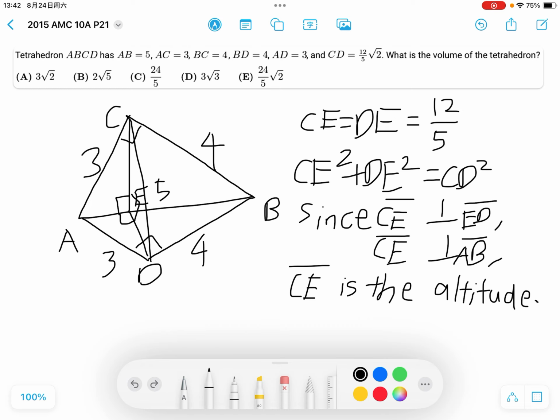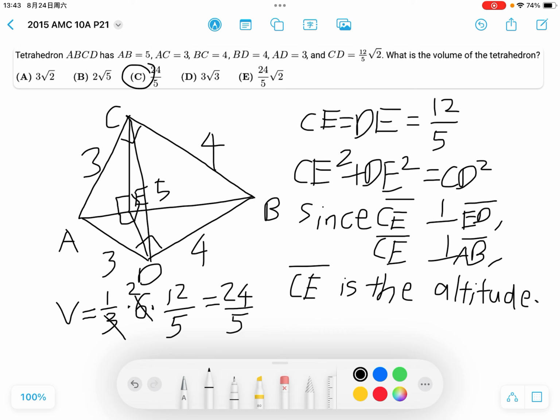Now that's actually great because we know CE, right? And we know the area of ABD. So the volume of this tetrahedron is going to be 1/3 times the area of ABD, which is 6, times the length of CE. The length of CE here is 12 over 5, so that's 12 over 5. So if we do the math, we can cancel this out and get 2. So we have 24 over 5, so that's our volume. Now, is that an answer choice? Yes, it is. And if you check back our working, I don't think we've done anything wrong, so that's just our answer, C, 24 over 5.